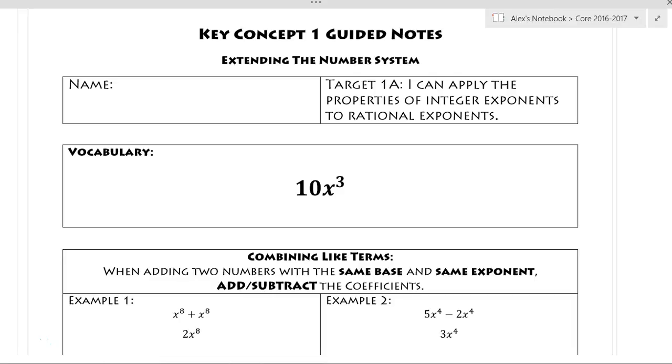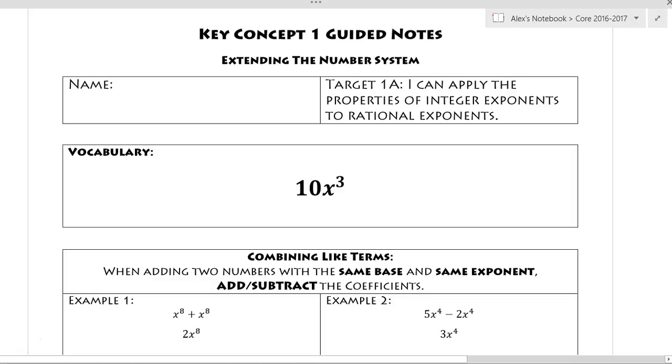Today we're going to be starting Key Concept 1 notes, and we're going to be starting by looking at Target 1A. Target 1A says, I can apply the properties of integer exponents to rational exponents. So really in this first target, we're looking at exponents. The first thing we're going to do is look at some vocabulary.